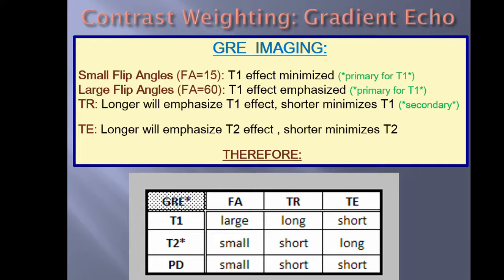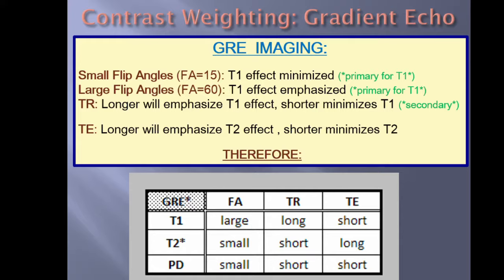So the thing to note here is just remember what T1 weights it, right? A large flip angle and a long TR is going to T1 weight it, and then a short TE de-emphasizes the T2 effect, okay?